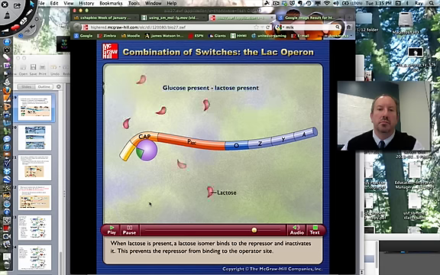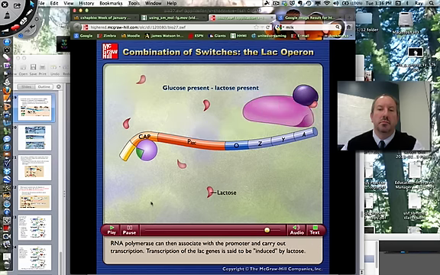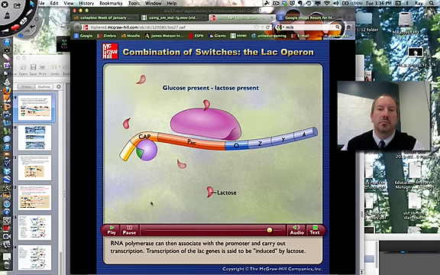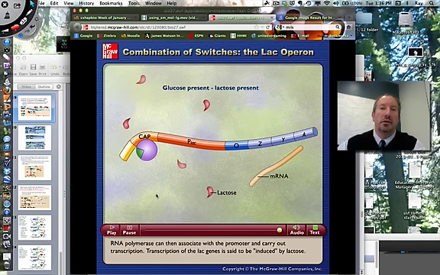When lactose is present, a lactose isomer binds to the repressor and inactivates it. This prevents the repressor from binding to the operator site. RNA polymerase can then associate with the promoter and carry out transcription. Transcription of the Lac genes is said to be induced by lactose. There you have it, the Lac operon, an inducible operon.